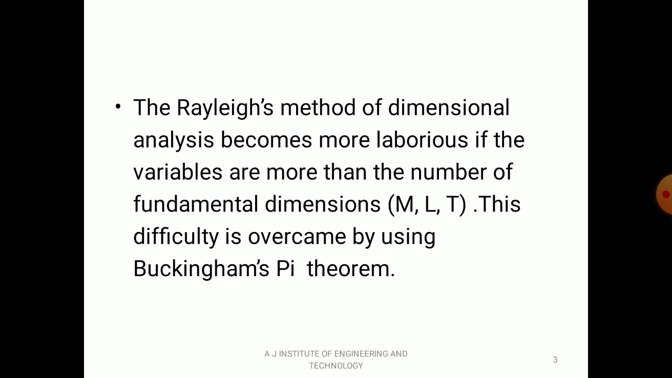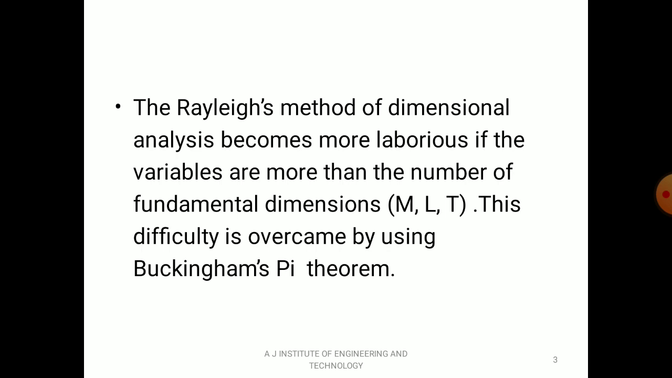So if we have the number of variables as 3, then we can get 3 expressions by equating the powers of M, L and T. We can easily solve that type of equations by using the simultaneous equation method.